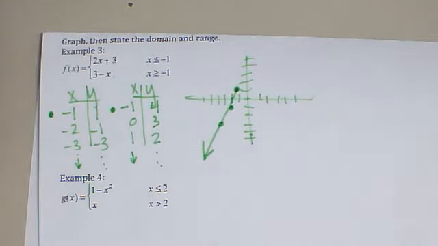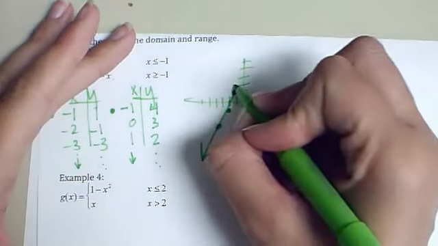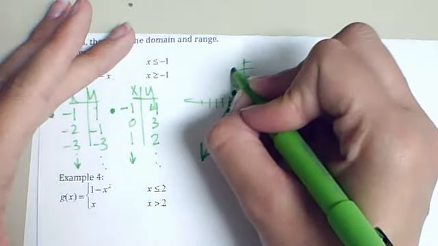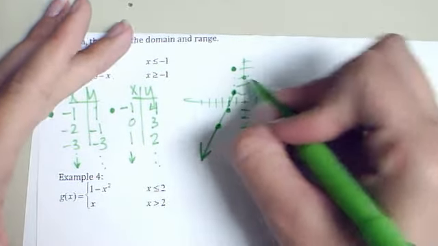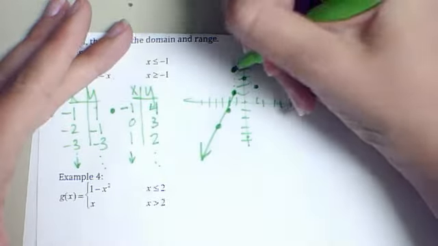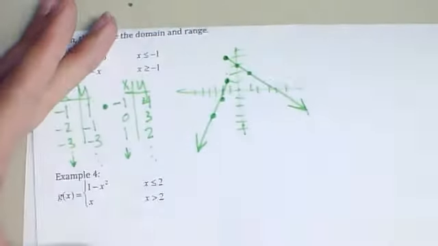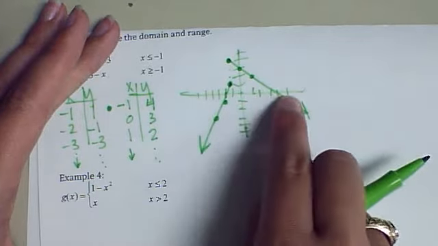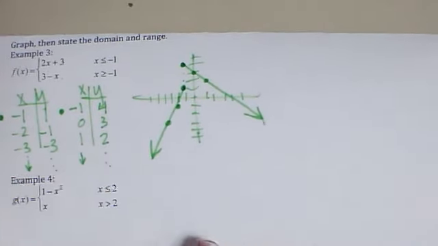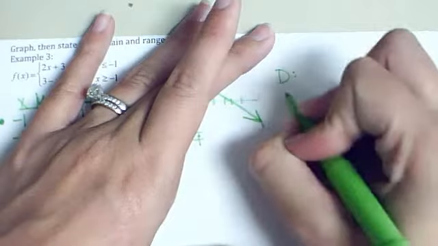On the second piece, I'm going to start at negative 1 and 4. Again, closed circle, and then I'm going to plot 0, 3, and 1, 2. And I'm going to continue in the positive x direction because I could say 2, 3, 4, 5, on and on and on. Now we have our two pieces of our graph, so we want to label our domain and our range.